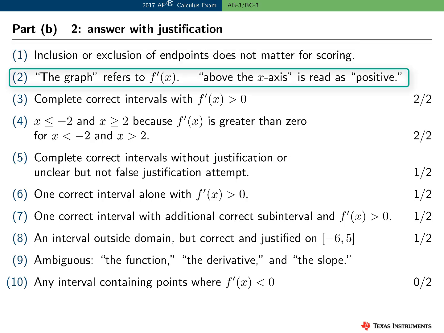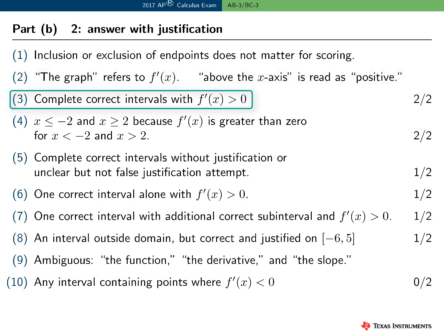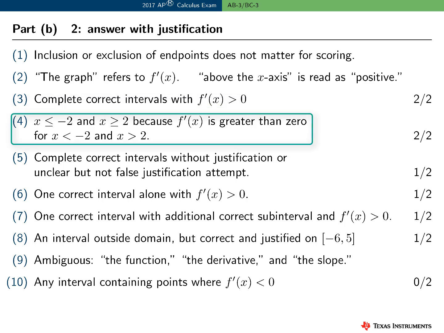In the student's written response, if they use the phrase "the graph," we'll assume that that refers to the graph of f prime of x. And if they use the phrase above the x-axis, we'll read that as positive. If the student writes the correct intervals and their justification is that f prime of x is greater than 0, they would be awarded 2 points. If the student provides their intervals using these two inequalities, says that f prime of x is greater than 0 on these two intervals, they would earn both points.